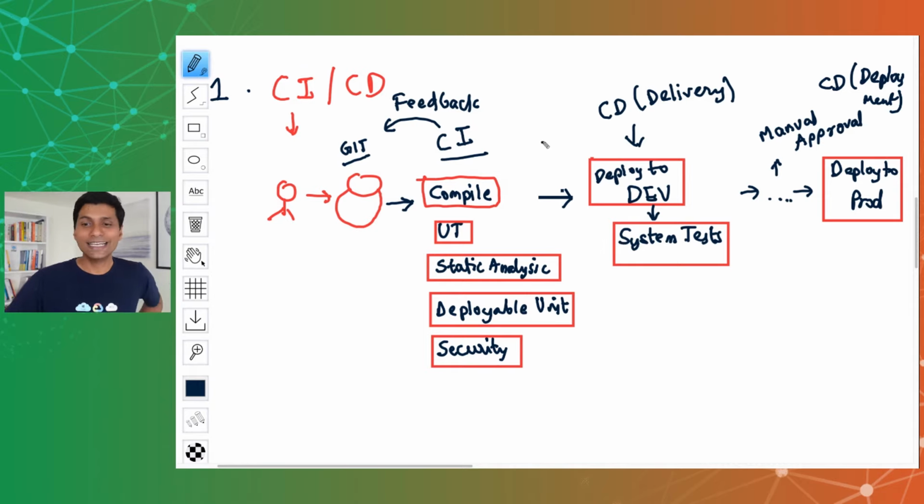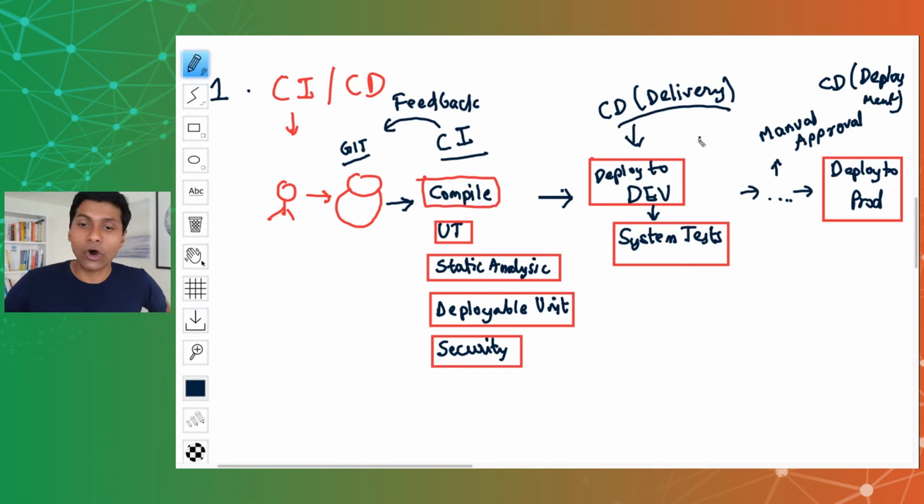So CI/CD are different just in where you stop. CI is basically about checking if your software is buildable, meets all the static analysis, runs all the unit tests. That's CI. CD is to deploy it to an environment, your deployable unit, you build it and deploy it to an environment.